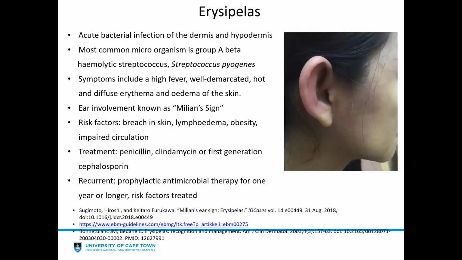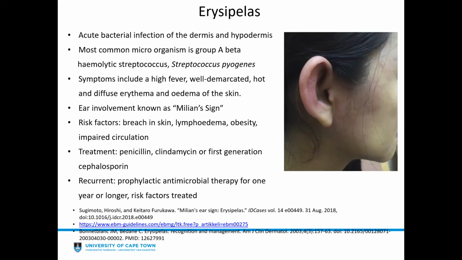Another condition that, although rare, we have seen before is erysipelas. It is an acute bacterial infection of the dermis and hypodermis. So it's a superficial dermal infection, and it's associated with clinical inflammation, and it often involves the face and the ear.